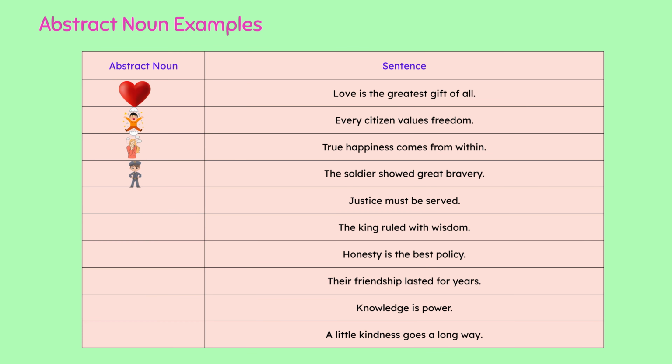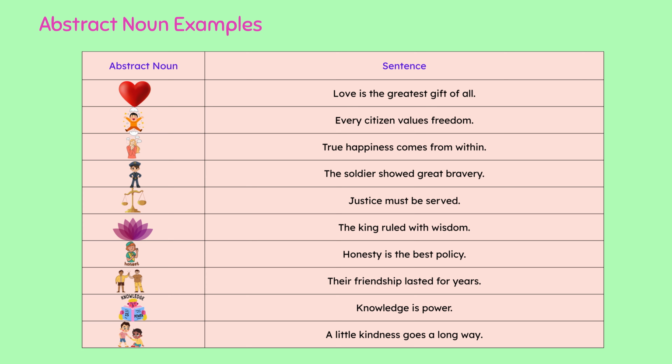Let's see some examples of abstract nouns in sentences. Love is the greatest gift of all. Love is a feeling. Every citizen values freedom. Freedom is an idea. True happiness comes from within. Happiness is a feeling. The soldier showed great bravery. Bravery is a quality. Justice must be served.